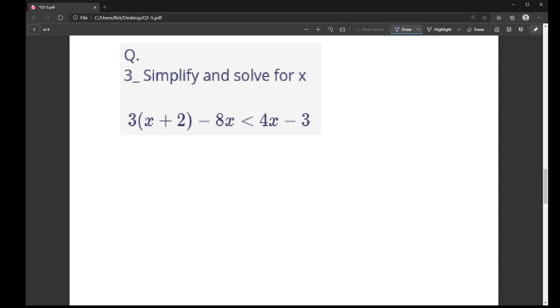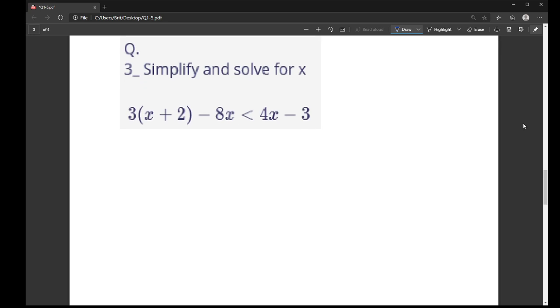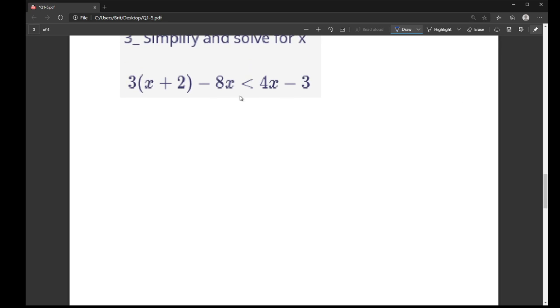This problem is asking us to simplify and to solve for x. So we are to take this inequality and get x is greater than or x is less than some value. What I like to do with these is go ahead and draw a little river from the inequality symbol just to remind me where it's at and help me navigate through my problem.